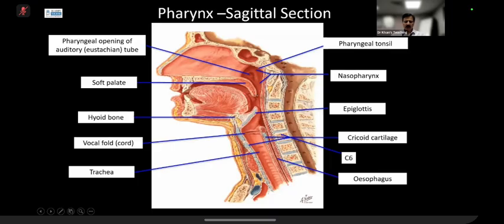Now, you have to have a very clear-cut idea of discrimination between the oral cavity and the oropharynx. Actually, we did it previously, but I'll revise it today. So this is the oral cavity. In the next few slides, I will tell you the boundaries between the oral cavity and the oropharynx. Posterior to that is the oropharynx.